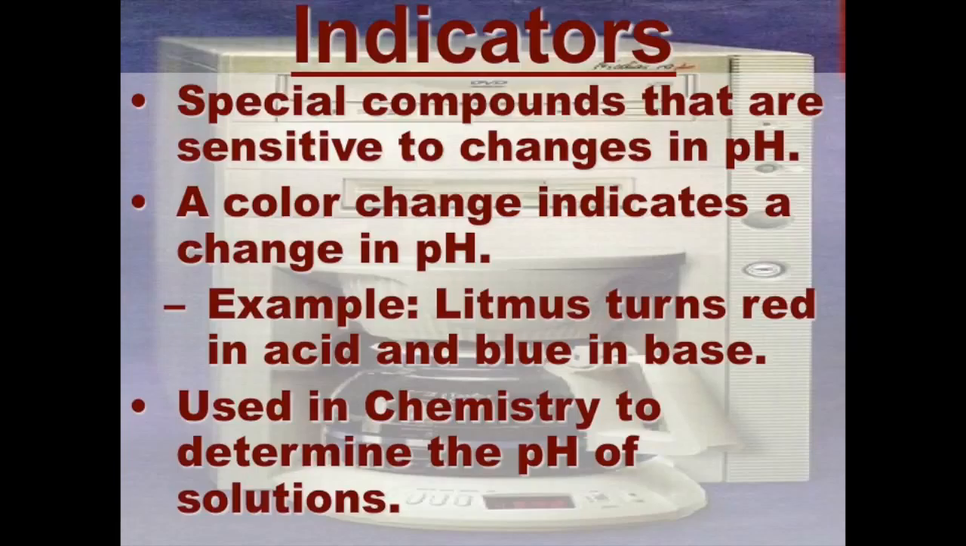Okay, and so the color change indicates a change in pH, which you saw earlier in our 19.1 video, the litmus paper. Okay, it turned red when we had the acid in contact with it and blue with the base. Okay, and so these are very useful for determining the pH of solutions. Okay, for certain reactions you have to have specific pHs, and so it's very useful.